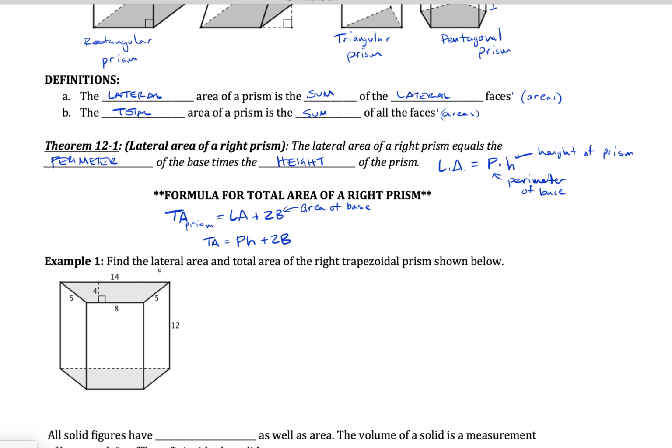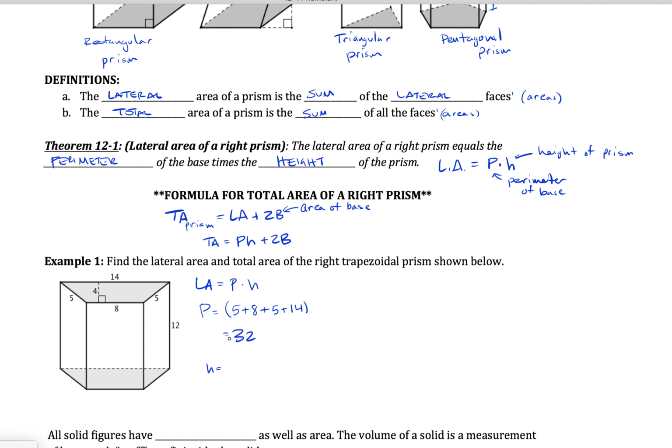We have to find both the lateral area and the total area of this right trapezoidal prism. You can see the bases are trapezoids here, so we call it a trapezoidal prism. Let's start by finding the lateral area of this. Now we know we're going to take the perimeter of the base and multiply it times the height of the prism. Well, capital P, how are we going to find the perimeter of the base? We're going to add up all four sides. So we have a side of 5, a side of 8, another side of 5, and a side of 14. That gives us a total of 32 for capital P.